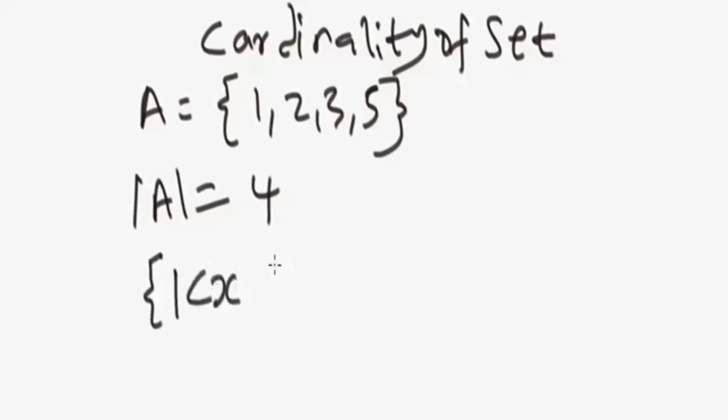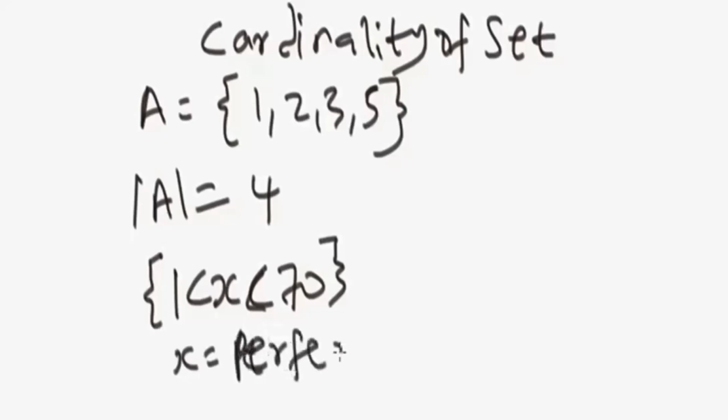This is a question I have here: 1 is less than x, which is less than 70. We are asked to find the cardinality of this set where x is a perfect square. So simple, you find how many elements are between 1 and 70. But let's do it together.